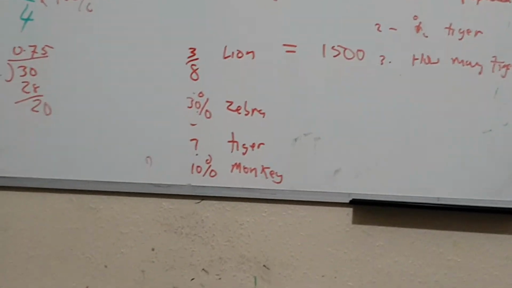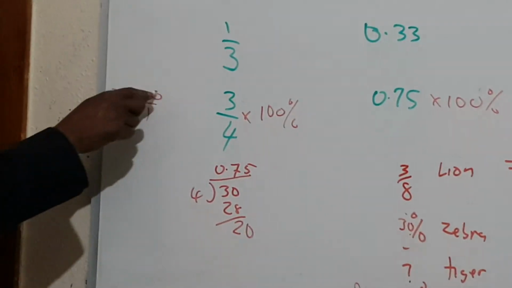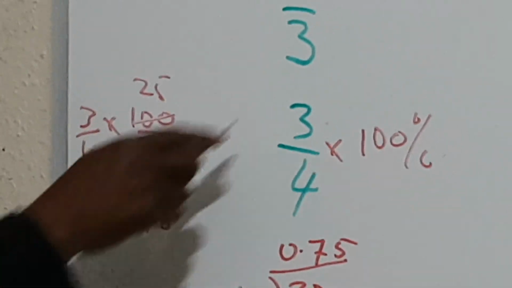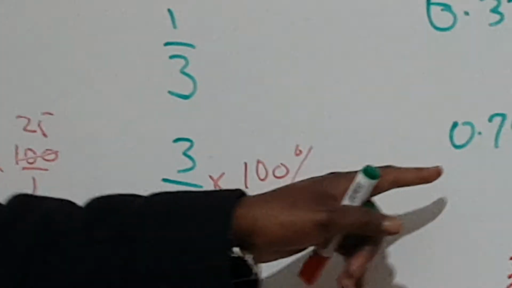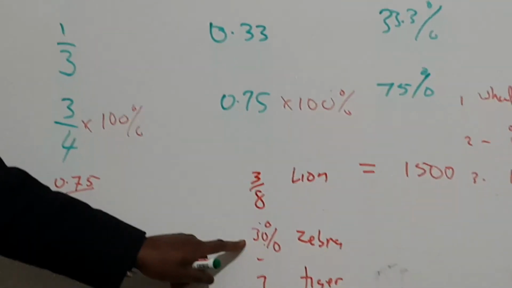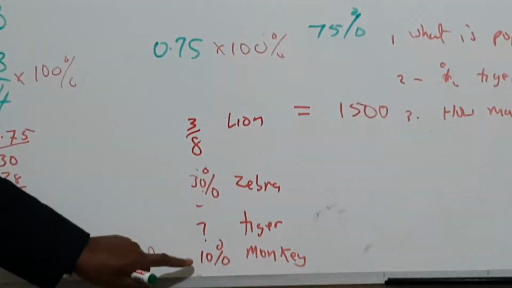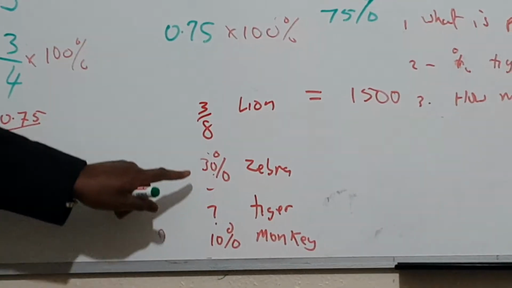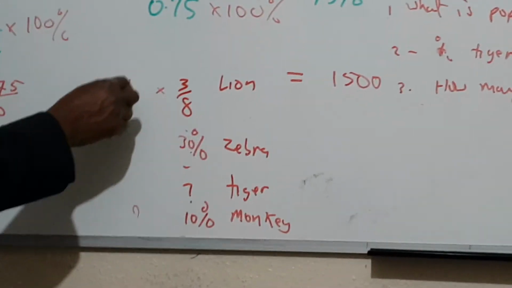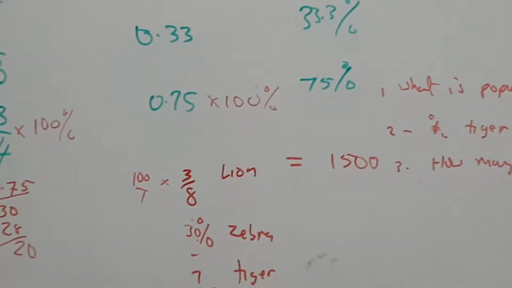So here, 3/4 times 100 over 1: 4 into 100 is 25, times 3 is 75%. That's how we get 75%. Or change it into decimal and multiply by 100. Now, we can change it into a fraction also, can't we? Now, since two are in percentage and one is in decimal, we can convert it into percentage.